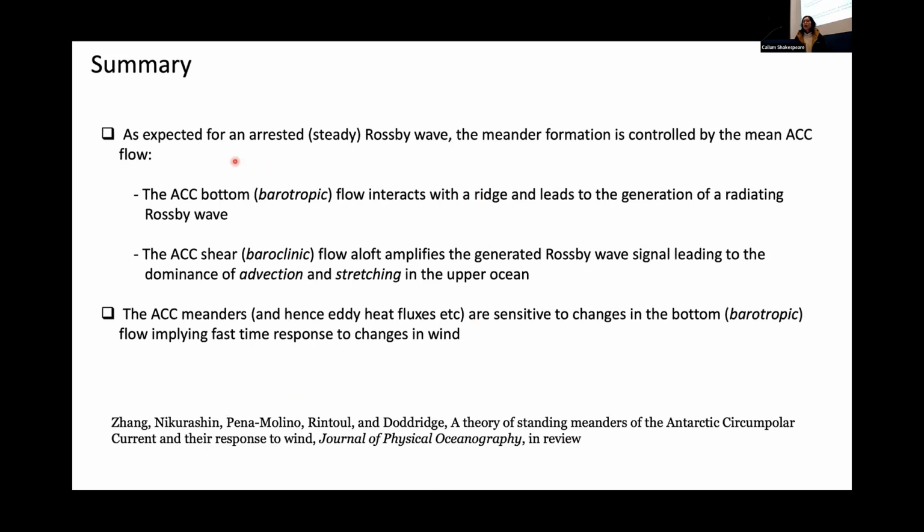So to summarize, what we learned from the QG model about the mechanism is that the meander formation is controlled by the mean flow. The barotropic part is there to interact with the large-scale topography to generate a radiating Rossby wave. And the baroclinic part is there to amplify what is generated at the bottom, leading to the dominance of the vorticity balance between advection and stretching. That's what we saw at subsurface in the numerical models. And finally, in terms of the wind sensitivity, the ACC meanders are sensitive to changes of the barotropic flow, implying a faster time response to the increase in wind.